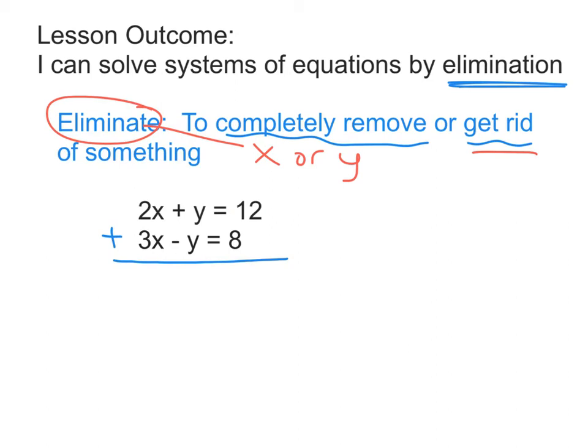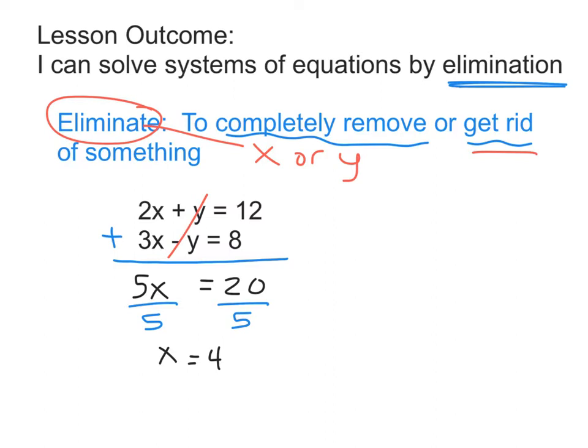So the first column here is 2x plus 3x. We're adding them. 2x plus 3x is 5x. Now watch what happens here. What's positive y plus negative y? Well, that's 0. So those are eliminated, which is why this is called the elimination method. And now we have equals, and 12 plus 8 is 20. Now what we do to solve this is we just divide both sides by 5 to get x alone, and x equals 4. So that's a pretty quick method of getting our first variable.